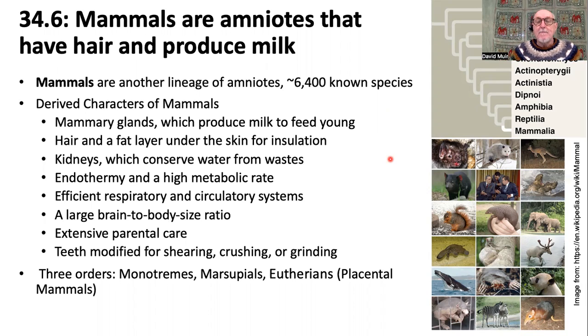So I should explain that there are certain characters which are derived, which define the mammals. And the first is that all mammals produce milk. Now, that is where the name comes from. Mammals have mammary glands. The degree of organization differs, as I'll show you in a minute. They all have hair, and they also all have a fat layer underneath the skin, which does not occur in the reptiles.